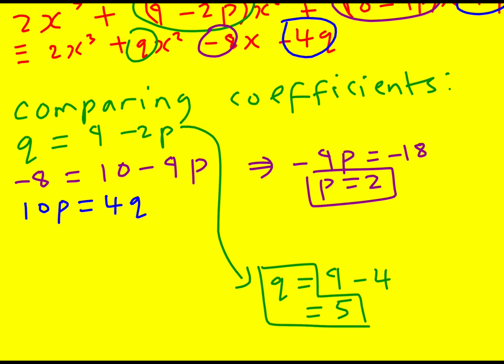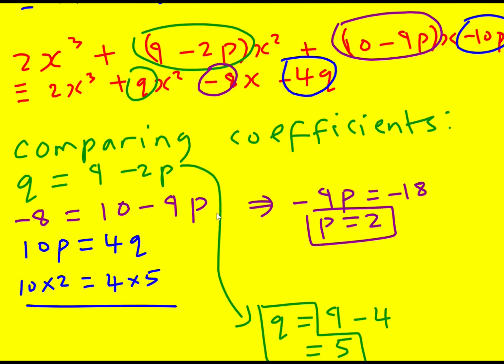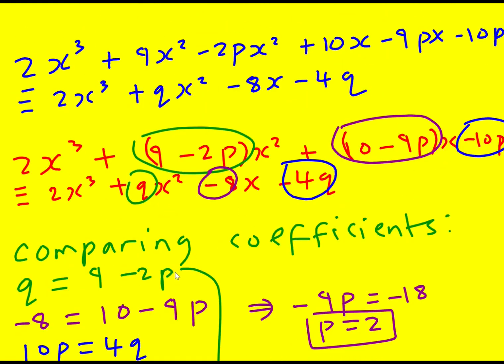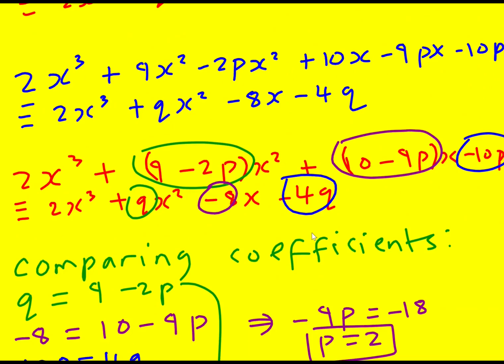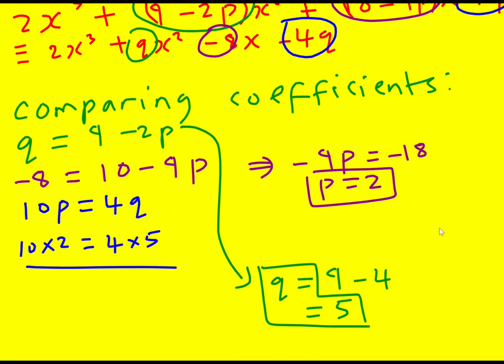And I could just check that it works. It's going to work here because 10 times 2, because it's possible that there wouldn't be a solution. 10 times 2 is equal to 4 times 5. So I can be pretty confident with my answer, the fact that it worked in that third one. And it just checks it all works out, is consistent. So there we go. Because this is true for all values of x, these must be the values of p and q.